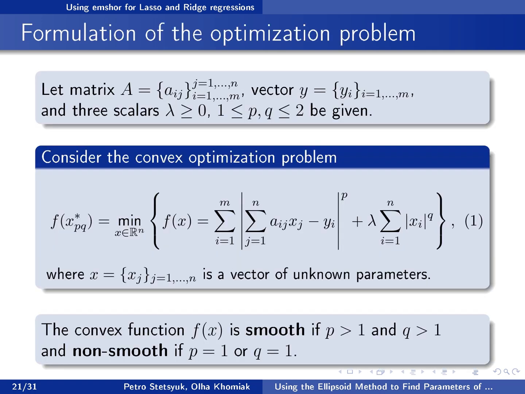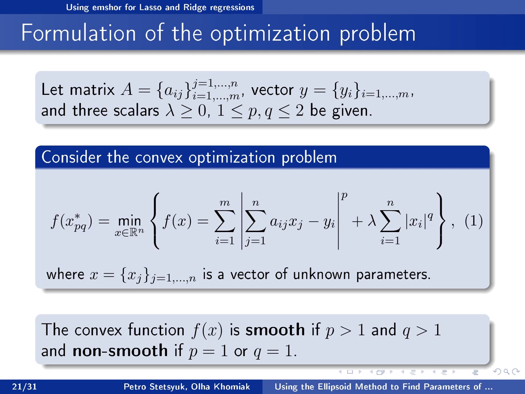This slide shows the formulation of the optimization problem, the essence of which is as follows. Let the n times m matrix A, vector y of dimension m, and 3 scalar parameters be given. Lambda is greater than 0, and p and q are scalars in the range from 1 to 2 inclusive. The central problem that we will consider is the convex optimization problem, or more precisely, the problem of minimizing a convex function f at x, the formula of which is given under number 1. This function is the sum of the absolute values of the components of the vector y minus the sum of j from 1 to n of A_ij xj, which is the predicted value of the vector y, powered to p, plus lambda times the sum of moduli of the components of the vector x powered to q, where x is a vector of unknown parameters.